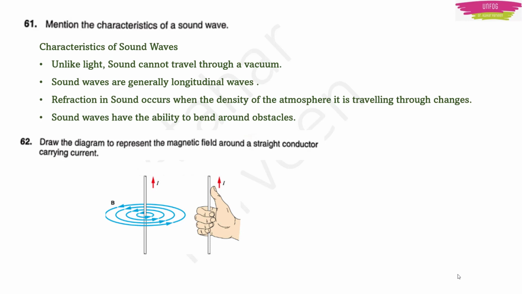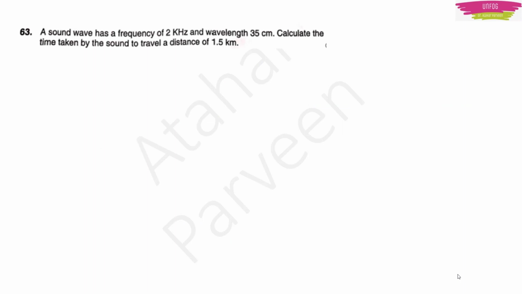Symbols also will do. So this should give you full marks. Okay. Next question. A sound wave has a frequency of 2 kHz and wavelength 35 cm. Calculate the time taken by the sound to travel a distance of 1.5 kilometers. This is a simple sum, right? We have done this type of sums in our chapter sound. We have discussed all these.